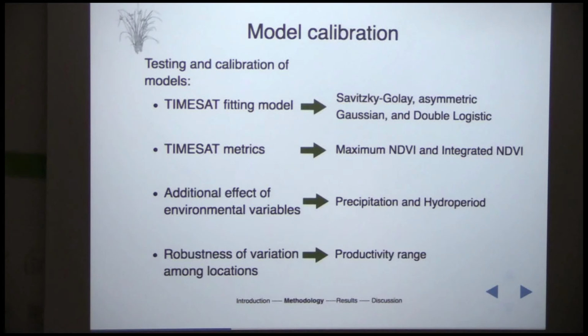The third step was to see if part of the variability that we find in the model could be explained also by environmental variables. And at the end, we test how robust our model was, regardless of the production in each one of the locations. What we find in the data of Ramon is that each location had different productivities, and we wanted to test if our model works better in different productivity ranges.